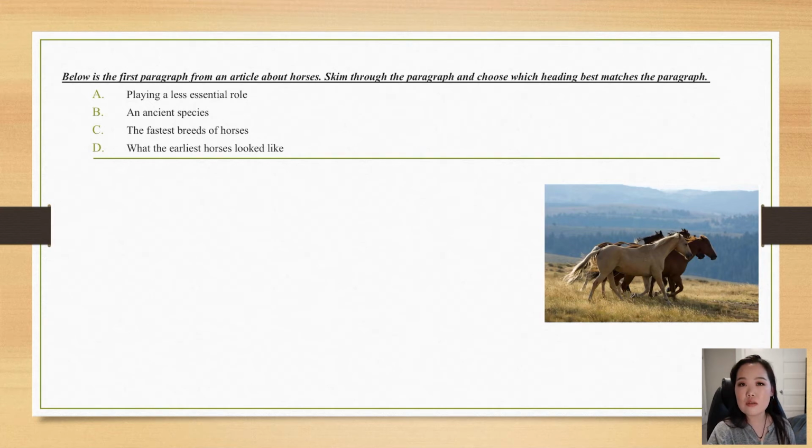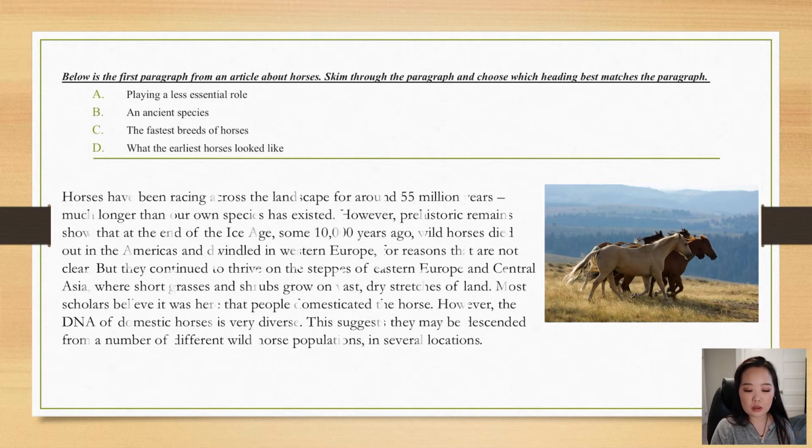By asking yourself these questions, students can really predict what the passage will talk about, and when you actually skim through the passage, it will be quicker and less confusing for you to match the headings. Okay, let's read the paragraph. I'll give you guys 1 minute to read through it.